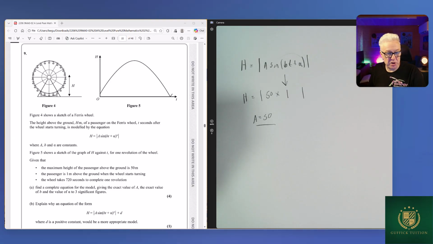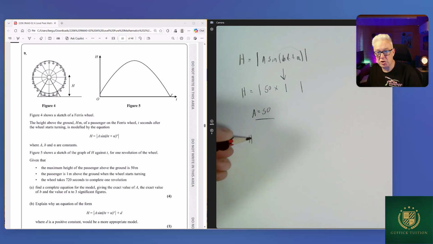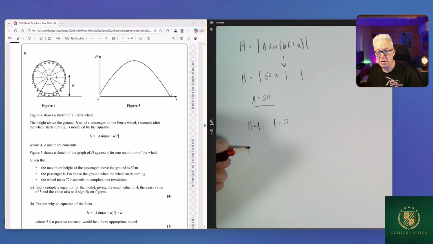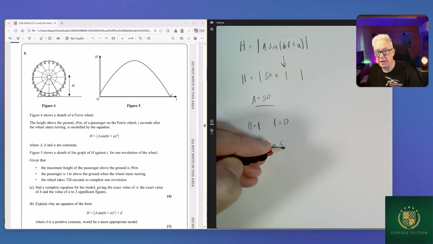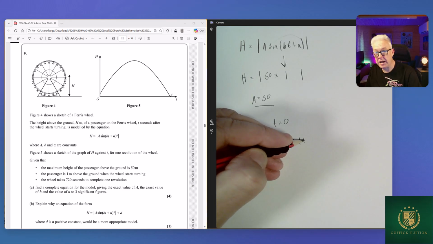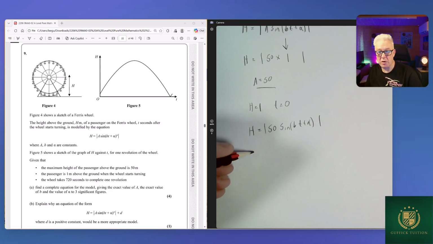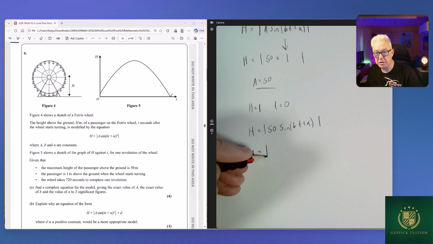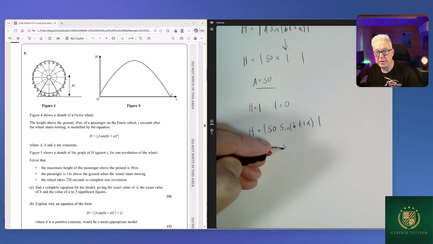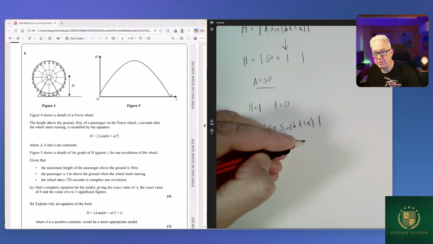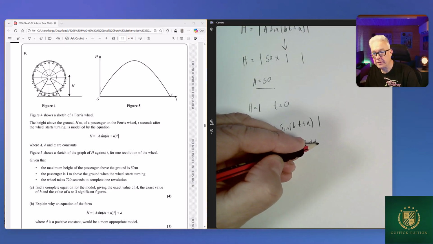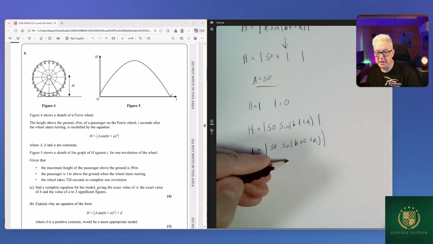Next one, the passenger is 1 meter above the ground when the wheel starts turning. So in other words, h is equal to 1 when t is equal to 0. So we can put that into our equation now. The equation is h, we now know, is 50 times sine of bt plus alpha, and it's the magnitude of that. So putting in the information that we know, 1 is therefore equal to the magnitude of 50 times sine of b times 0 plus alpha, and then that is going to be just sine alpha.